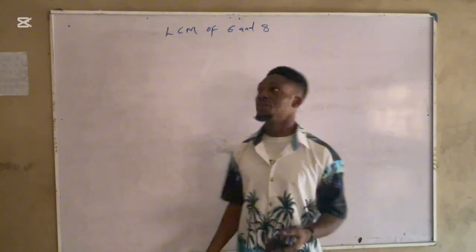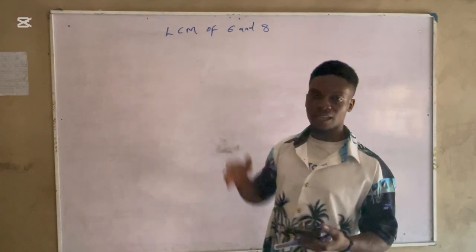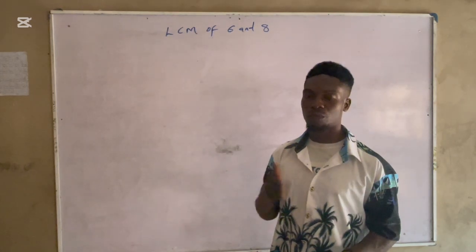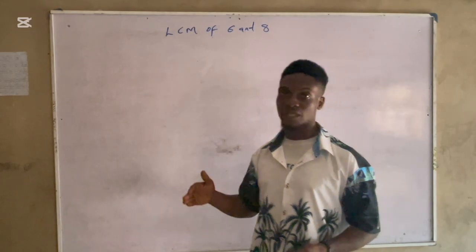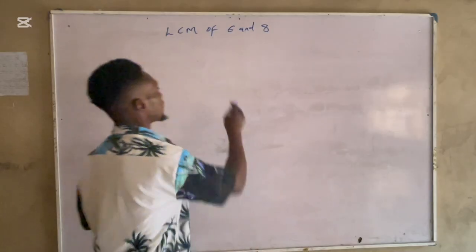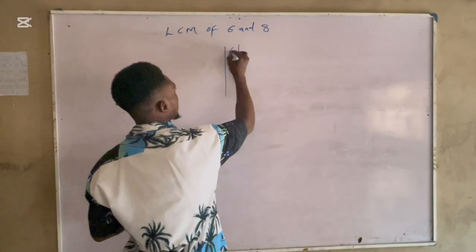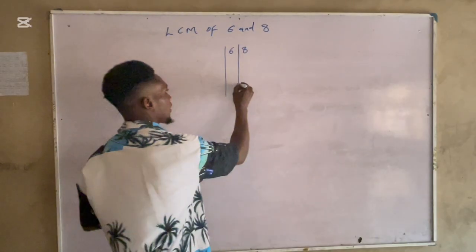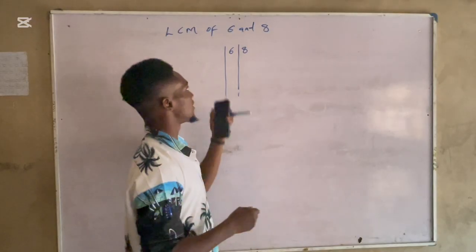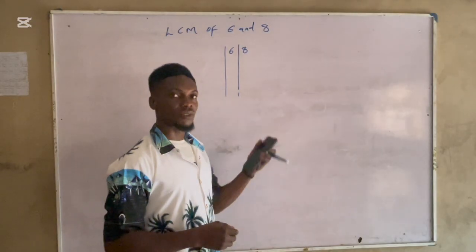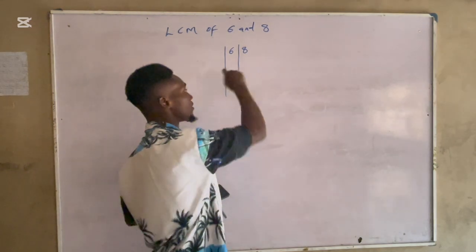Now, in the next question, we are to calculate the LCM of 6 and 8. The LCM means the lowest common multiple of 6 and 8. There are different ways you can do this, but I think I will use the shortest way of solving. So for us to find the LCM of 6 and 8, I will rule my line. This is 6 and this is 8. Now, in your mind, you will ask yourself, what number can I use to divide 6 and it will also divide 8? Even if the number cannot divide both, just pick a number that can divide any of these numbers.